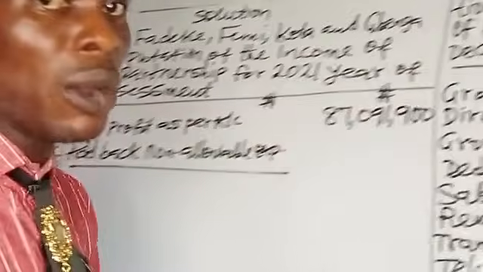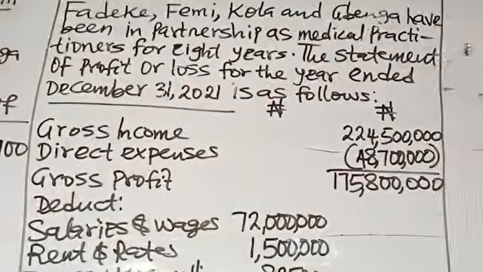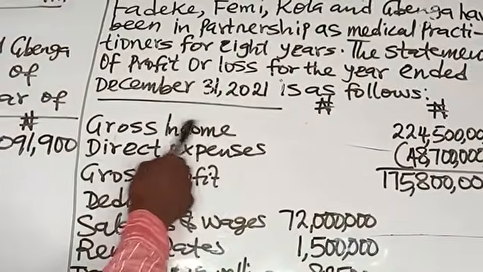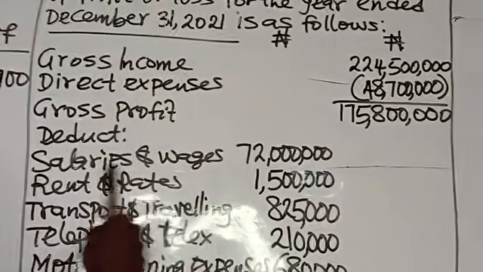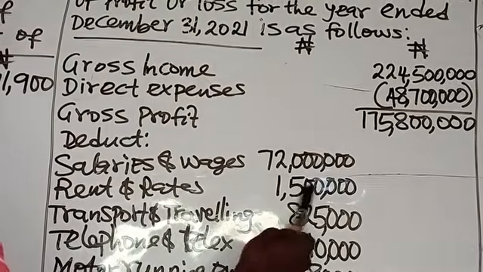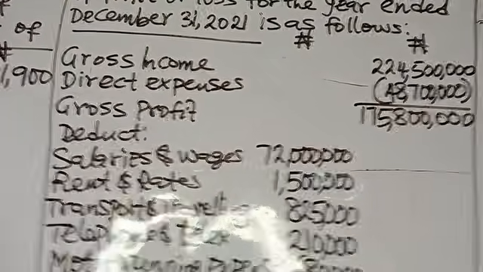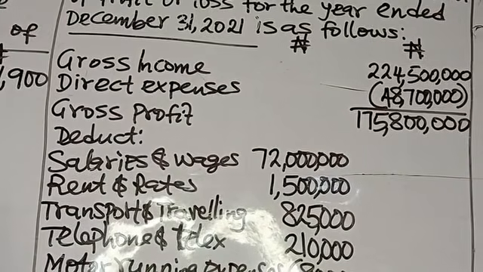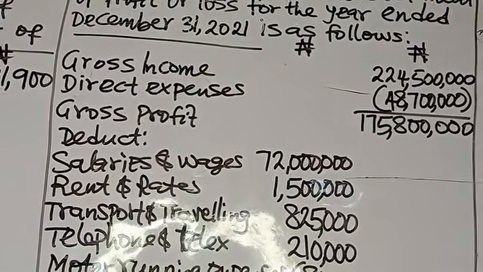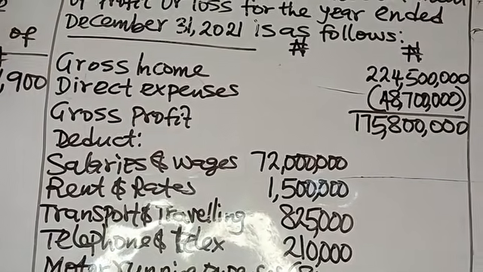Now, let's go through the statement of profit or loss. This is gross income and this is direct expenses. Salary is allowable. Rents and rates is allowable. Transport and traveling is allowable. Then we have telephone and telex is allowable. Motor running expenses is an allowable expense.